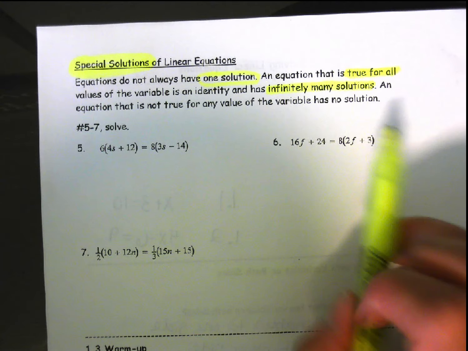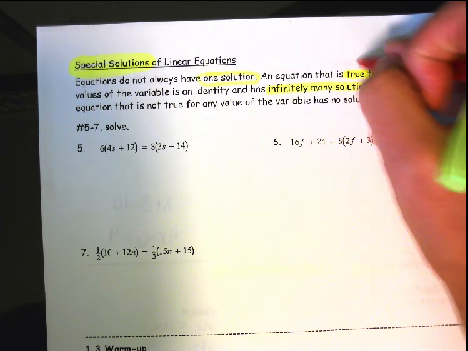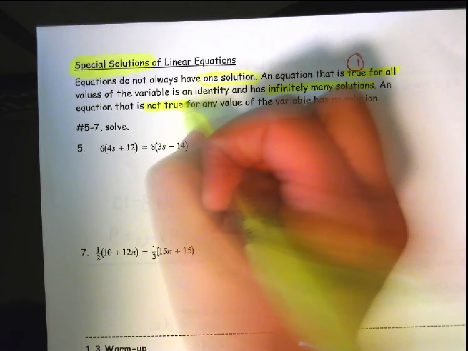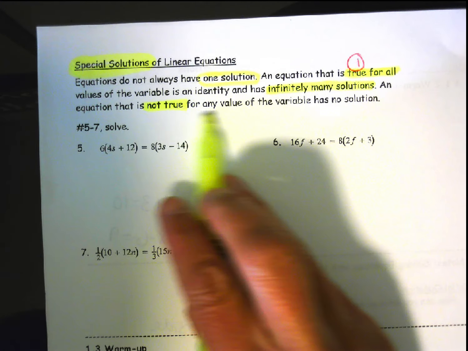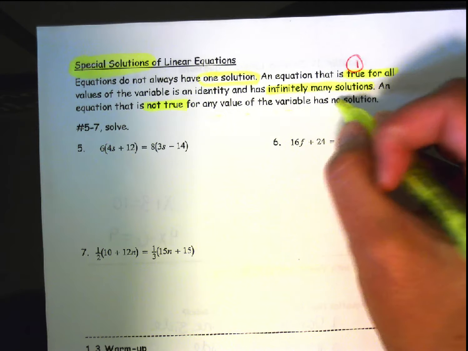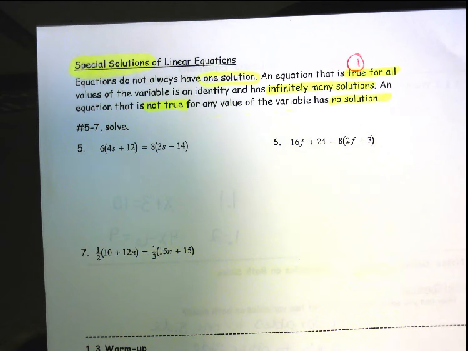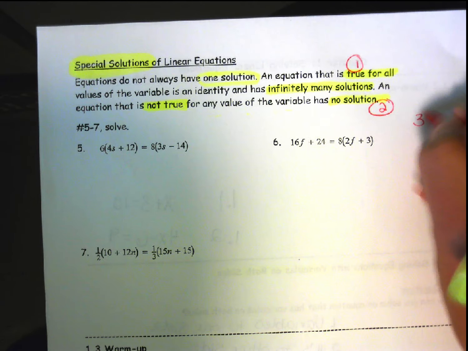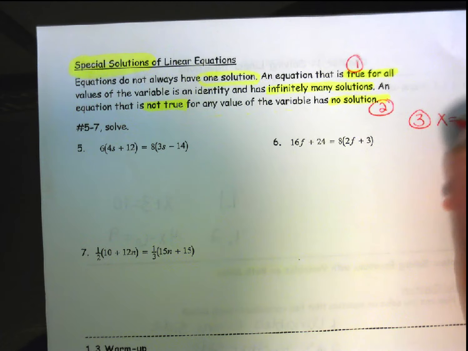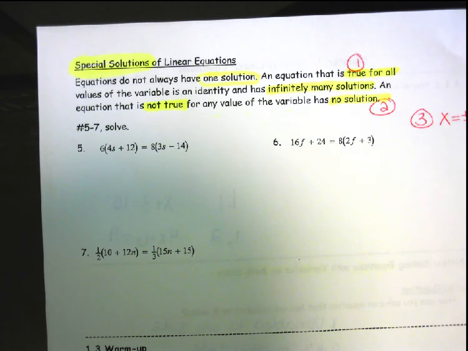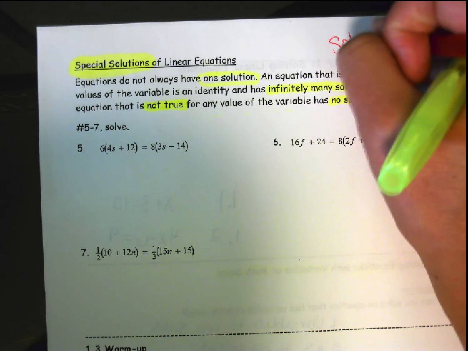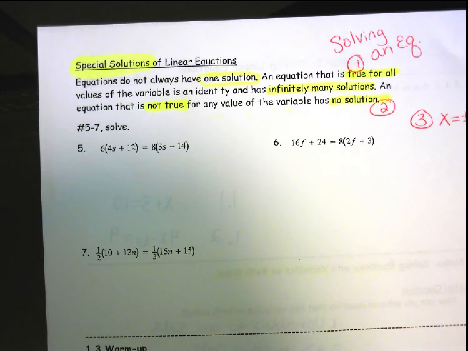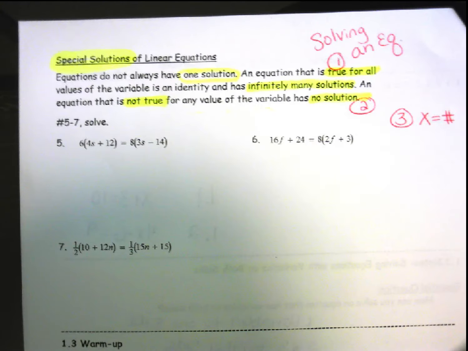Now the second one, so let's put like a 1 here. So the second one is when an equation is not true. If it's not true for any value of the variable, it has no solution. So that's another option. And then the third option is just x equals a number. So when we're solving an equation, we really have 3 possible ways our answer could come out.